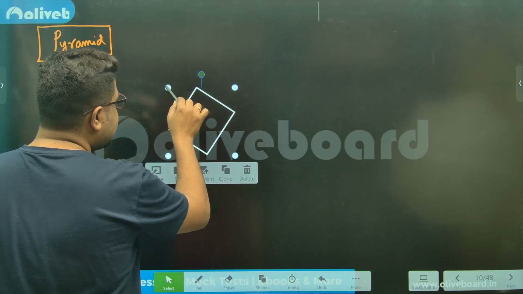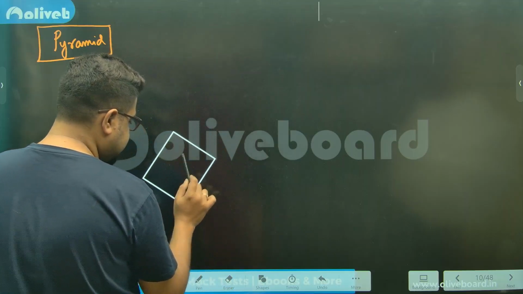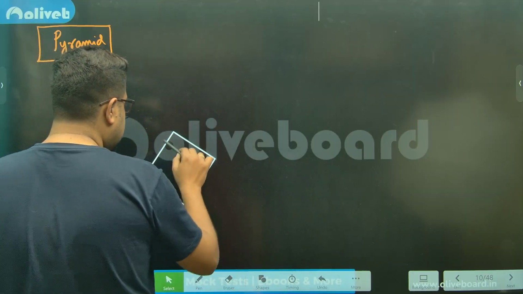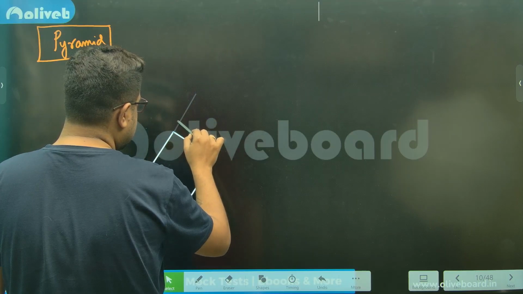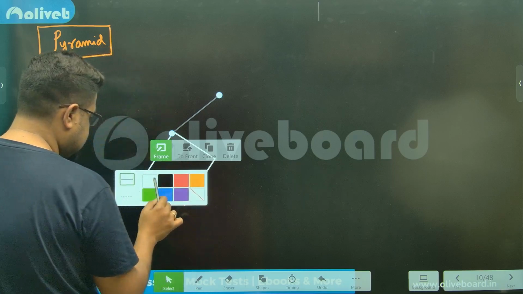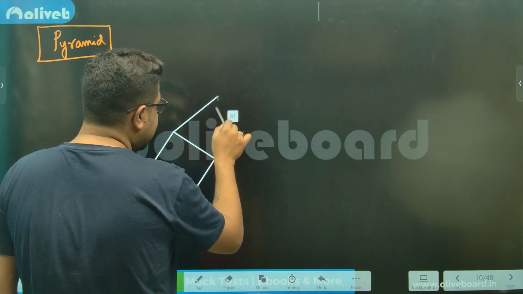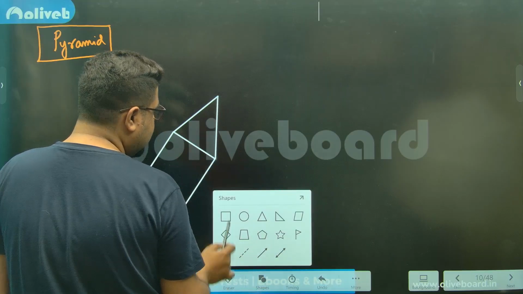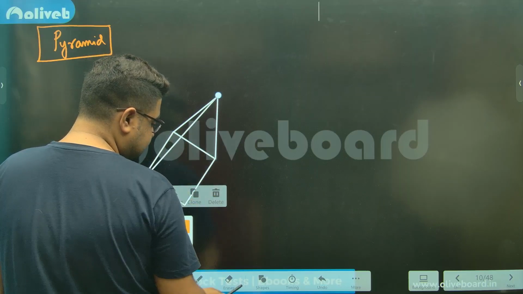I'm just rotating it a little bit so that we can make arrangements. Let's say this is your apex. I'll just keep on adding this apex with all the vertices. That's what I need to do only, nothing more, nothing less. And whatever structure we'll get, that is my pyramid.